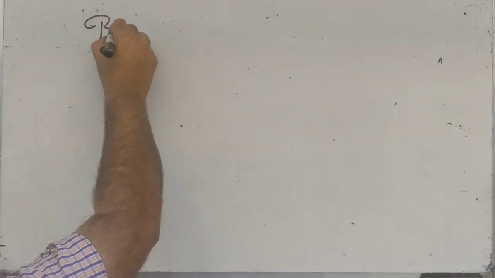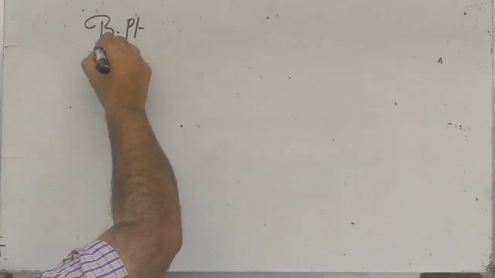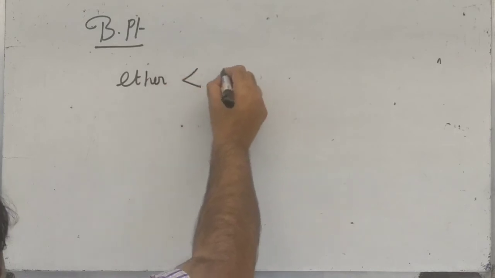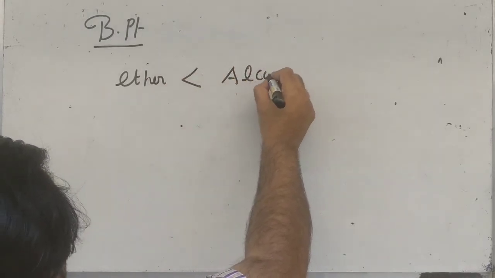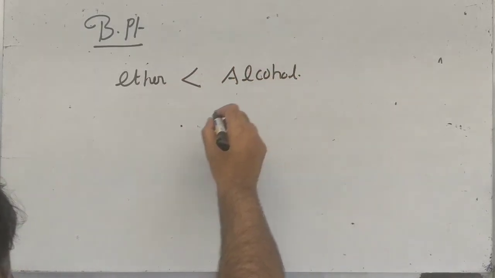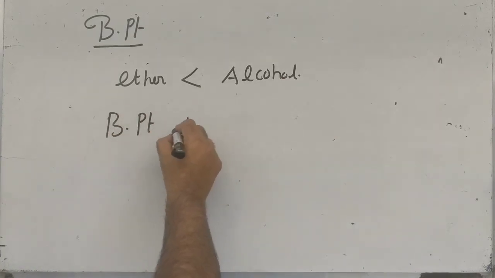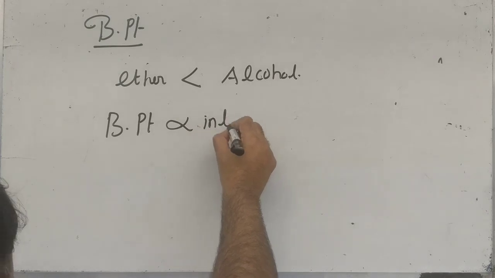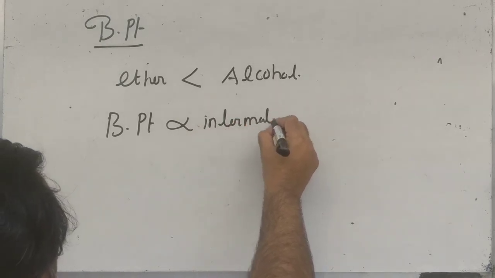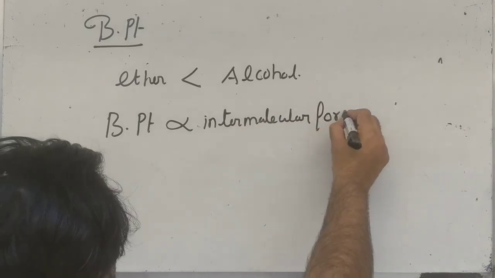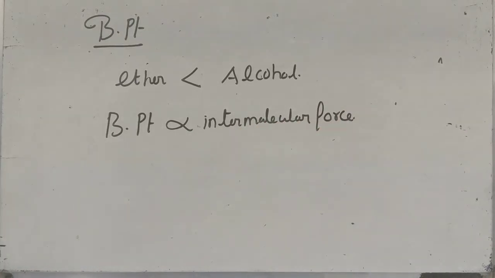If we talk about the boiling point, ether's boiling point is less than alcohols. Ether boiling point is less than alcohols. Remember, boiling point depends on what? Boiling point depends on intermolecular force of attraction. The more the intermolecular force, the more is the boiling point of the liquid.